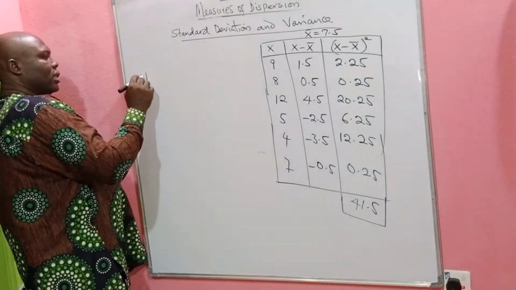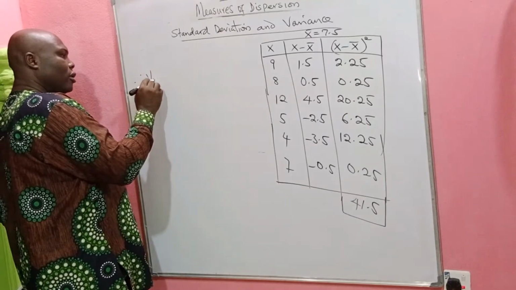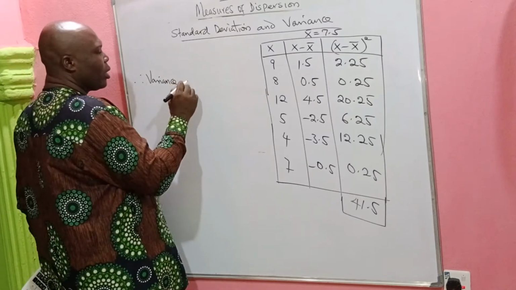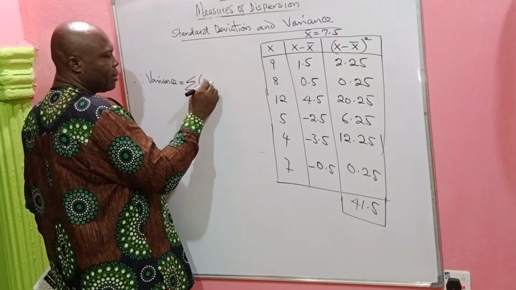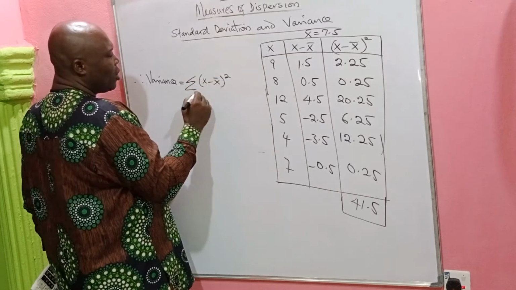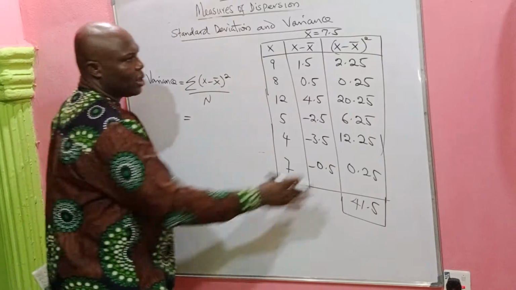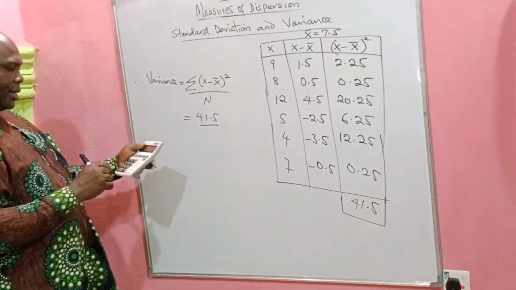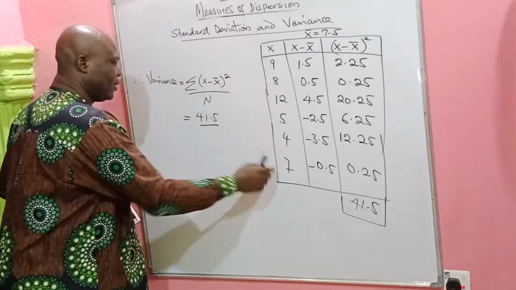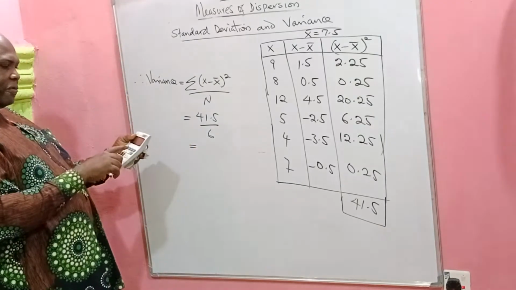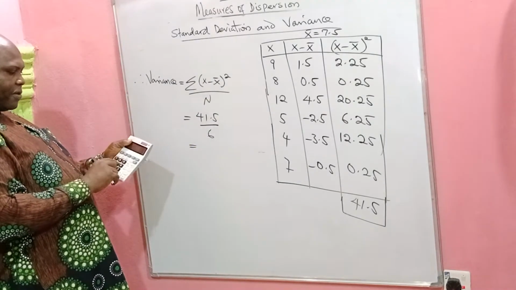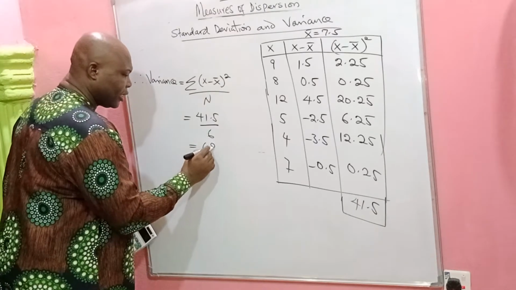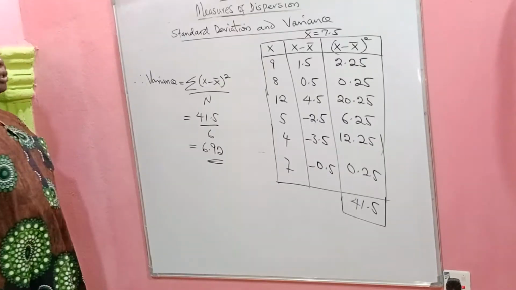Therefore, we can now go straight that our variance will be equals to the sum of x minus x bar all squared all over n. Alright? So the sum of this, 41.5 all over n. N, 1, 2, 3, 4, 5, 6, all over 6. So 41.5 divided by 6 will give us 6.92 approximately. So that's our variance.